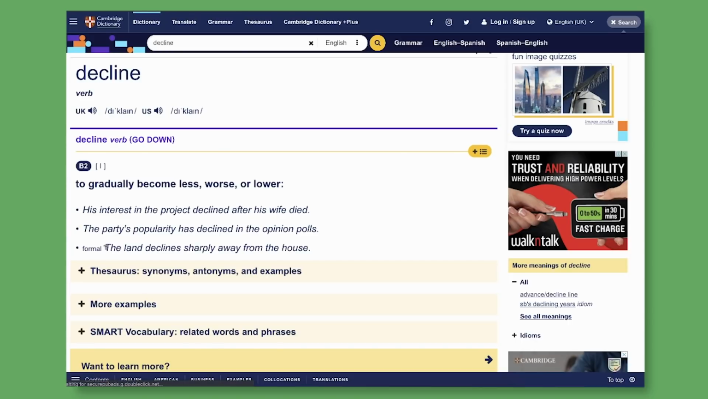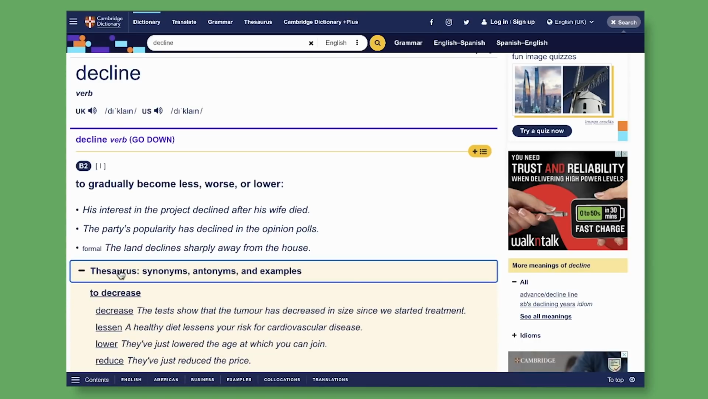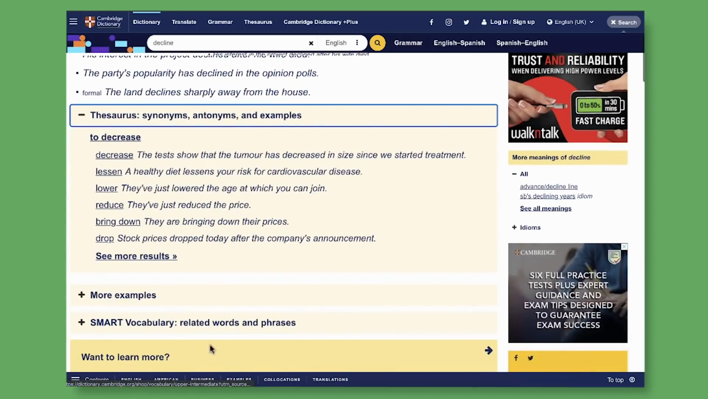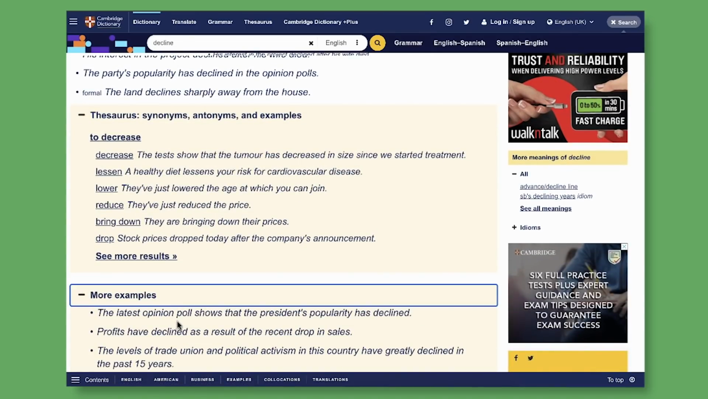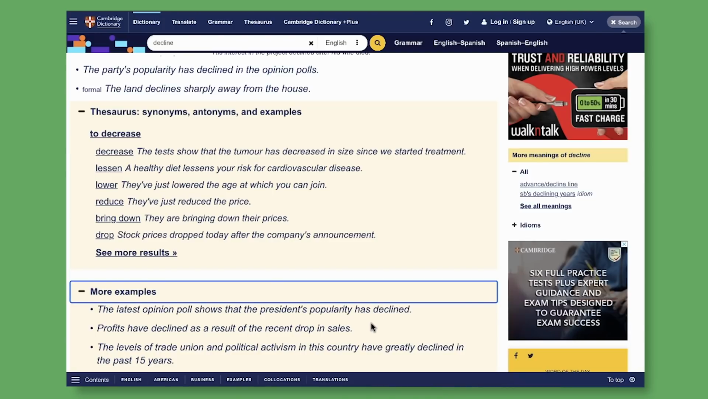Watch out for some extra information, like right here we can see that the way that decline is used in this sentence is more formal. And down here we can expand any of these tabs to get more information about this verb. We can see some more example sentences, some synonyms, keep going, and we can see some more examples. How declined has been used in lots of different ways. What other words it's often used with. We can start to see the patterns here. We're looking for groups of words and phrases that relate to declined.